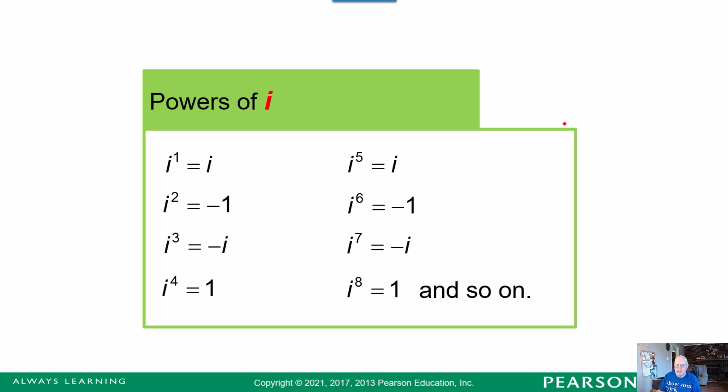In fact, here are the powers of i. i, of course, is i. i squared is -1. Remember that. i cubed, remember, this would be i times i squared. This is a -1, so you end up with negative i. And then i to the fourth is 1. Notice what happens, though. When you go i to the fifth, it's the same thing as i to the first power.